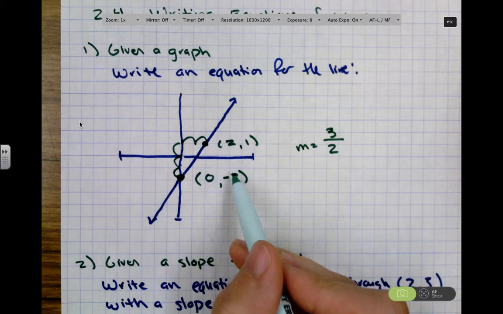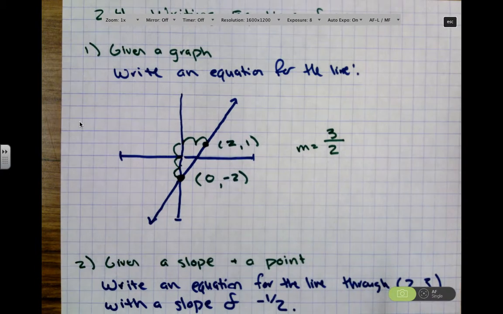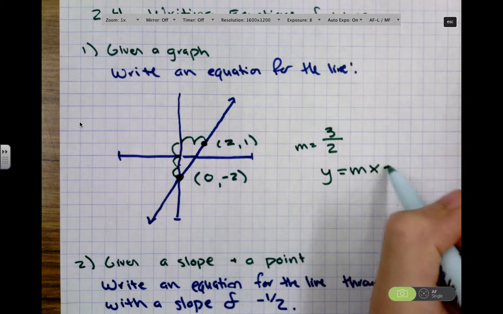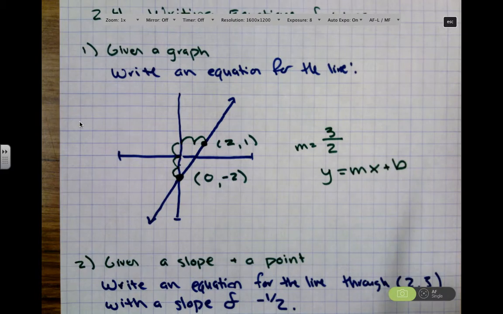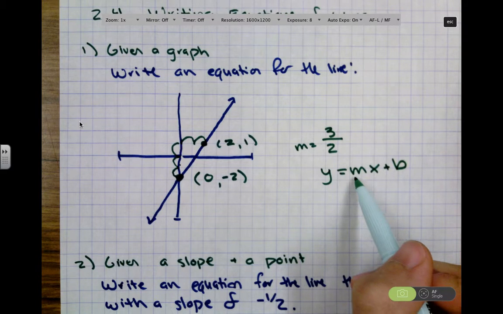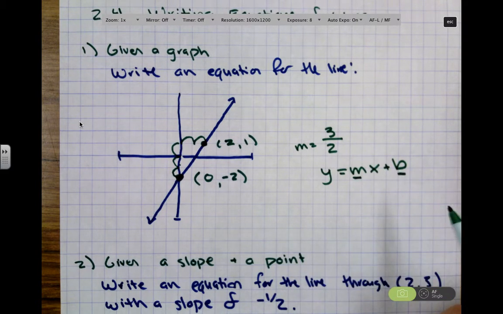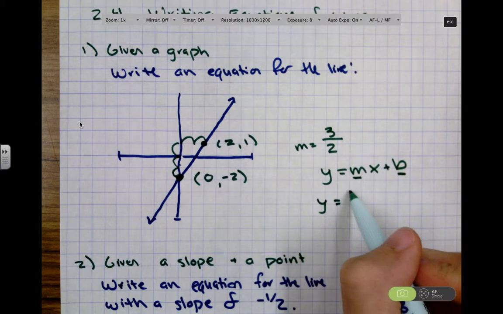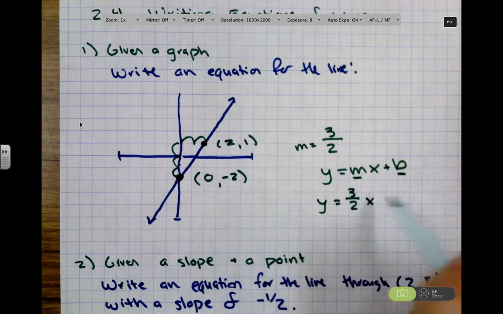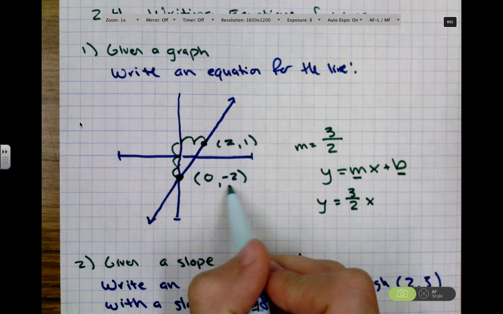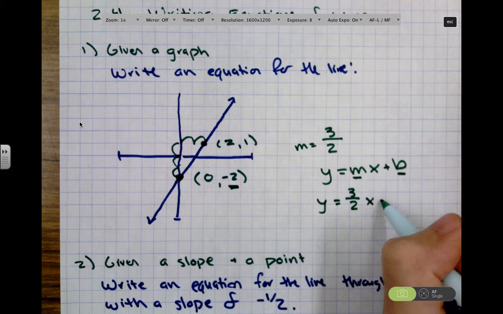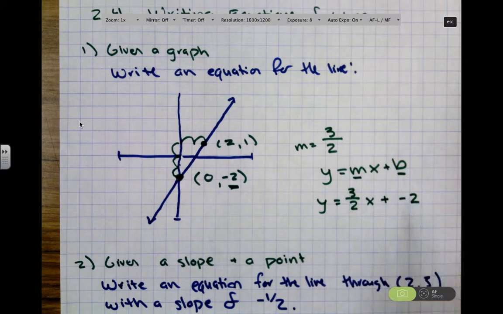I have my y-intercept. From there, I can write the equation of that line using slope-intercept form. If I'm given a slope and a y-intercept, all I have to do is plug in for m and for b. Our m in this case we found was 3 over 2 x, and our b is the y-coordinate of our y-intercept. That would be -2. So we would have plus -2.